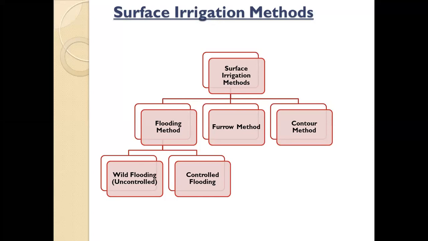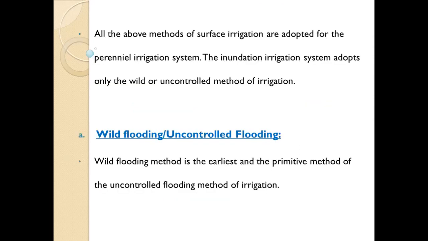And the flooding method is also divided into two parts. The first one is wild flooding, also known as uncontrolled flooding, and the second one is controlled flooding. So in today's session we will learn about all these types of surface irrigation methods, right? So start with the first.